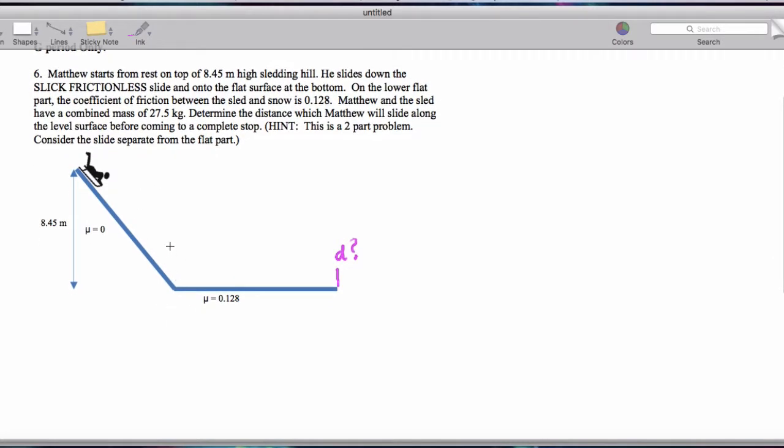So first, let's get the v at the bottom. I'll call this part region 1 and this part region 2. In region 1, let's get v at the bottom. So we're going to have all this mgh gravity energy getting converted to 1/2 mv squared energy.